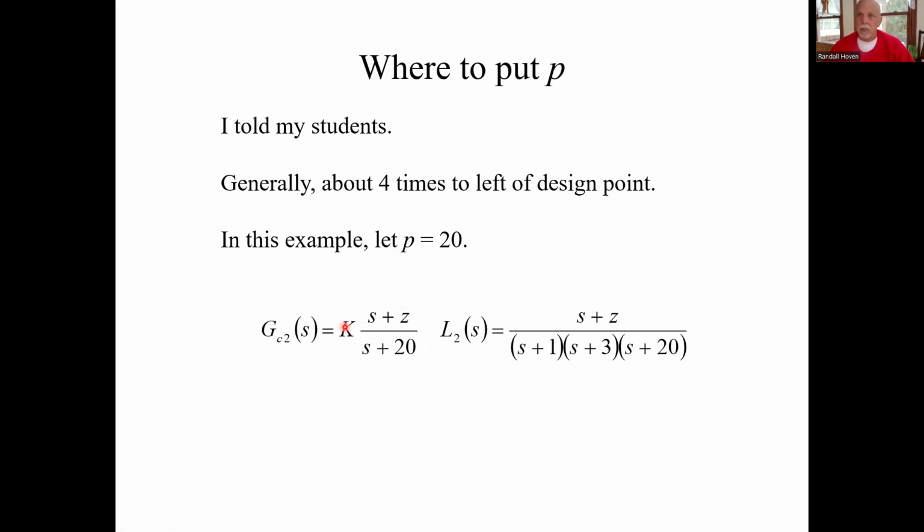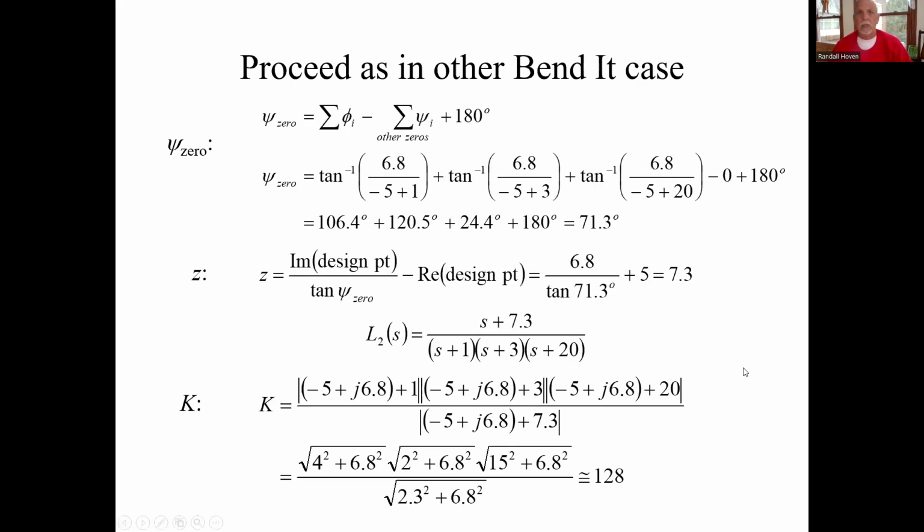So now here is our controller, and all we need to do is pick the Z and the K. Here's our L of S. We have all the poles. The rest of this is going to be just as it was in the other case. We're using the basic complex arithmetic thing that the sum of the angles from the zeros minus the sum of the angles from the poles has to equal 180 degrees. So when we pick it for the zero, here's our formula.